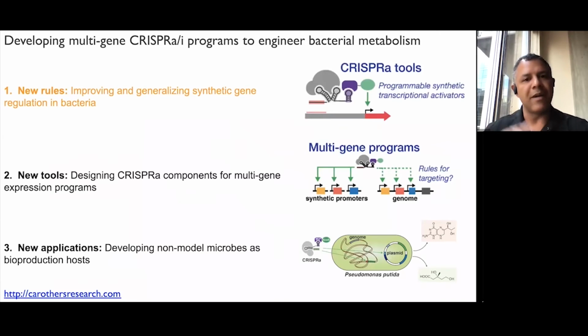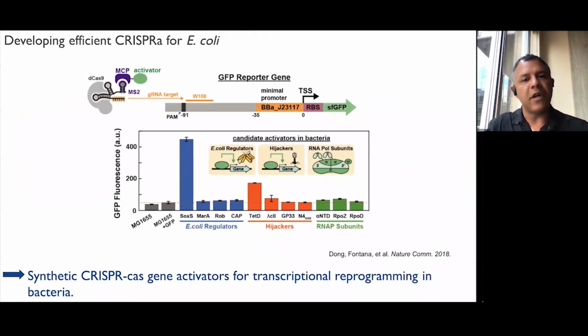So now that I've given you a general outline of the big picture problem, and why we want to develop these tools for building multi-gene programs, in the next part I want to show you how we've developed some new rules for generalizing gene regulation in bacteria. We started this project several years ago by screening candidate transcriptional activators. And by doing that, we were able to develop a new system for CRISPR activation-directed transcriptional activation in bacteria. And so this system really gave us the basis for building fully programmable platforms to target some genes for activation, and some genes for inhibition.